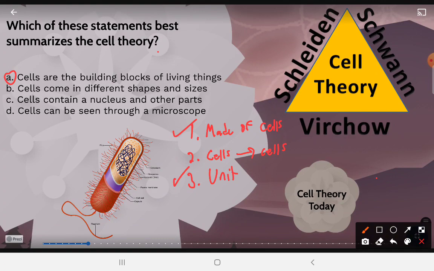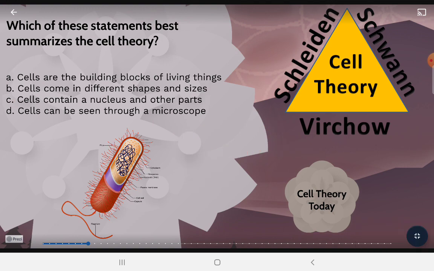Cells contain a nucleus. Not all cells. This is a bacteria, and as you can see, its DNA here is not contained in a nucleus. It's just sort of stringy, and it's kind of just hanging out in the cytoplasm. They are not big enough for a nucleus or any organelle like that. They're just too small. So that's actually not even true at all. Cells can be seen through a microscope. Yep, that's true, but that is not part of the cell theory. So you just kind of have to know what the cell theory is.